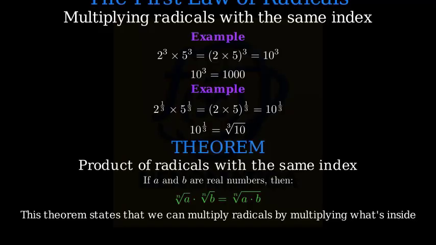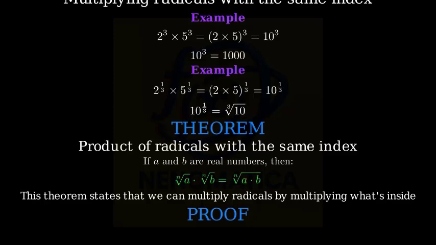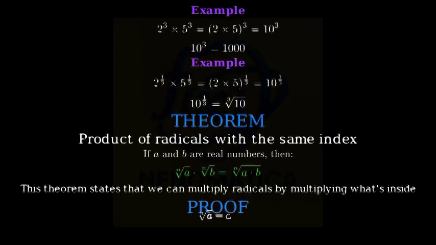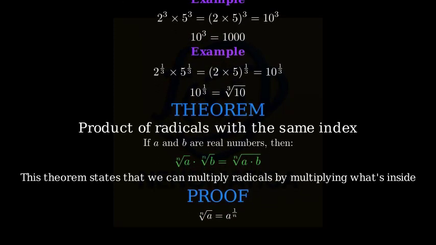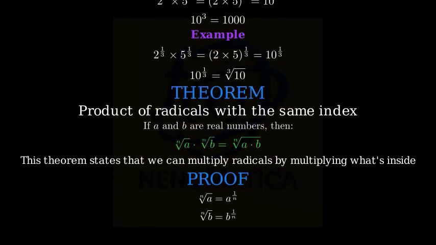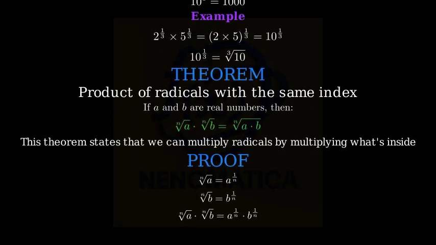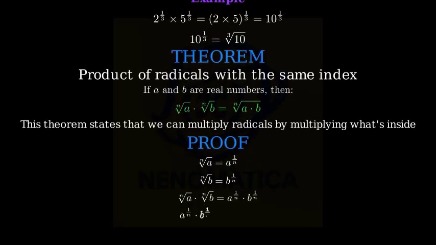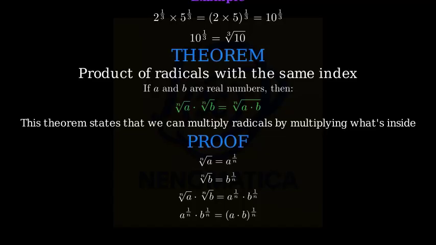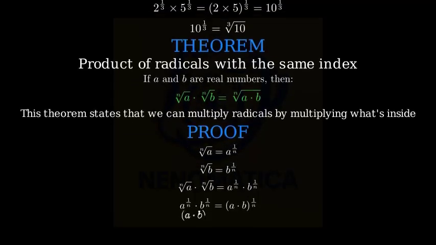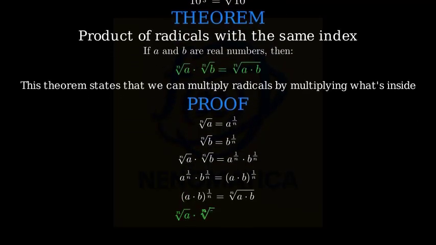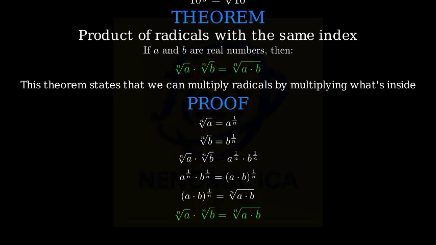Let's now prove this theorem. We can rewrite our nth roots using fractional exponents. The nth root of a is equivalent to a raised to the power of 1 over n. Similarly, the nth root of b is b raised to the power of 1 over n. When we multiply these expressions, we get a to the power of 1 over n times b to the power of 1 over n. Using the properties of exponents, this equals the product a times b, all raised to the power of 1 over n. Finally, we can convert back to radical notation, giving us the nth root of a times b.